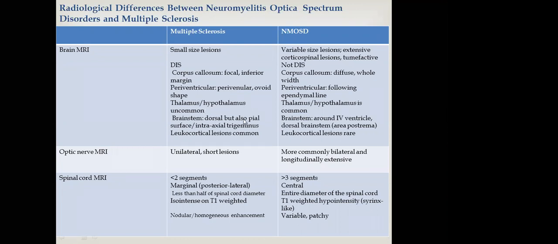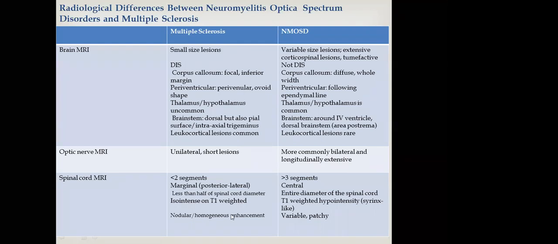Thalamus and hypothalamus involvement is uncommon in MS, while common in the other type. In the brainstem, MS lesions are dorsal, but also involve the pial surface, intra-axial trigeminus, while in neuromyelitis they are around the fourth ventricle. The optic nerve is usually unilateral or short segment in multiple sclerosis. In neuromyelitis, it is more commonly bilateral with long segment extension. In the spinal cord, it is less than 2 segments in MS, while in NMO it is more than 3 segments, usually marginal in MS, with less than half of the spinal cord diameter involved, while the entire diameter will be involved in NMO.